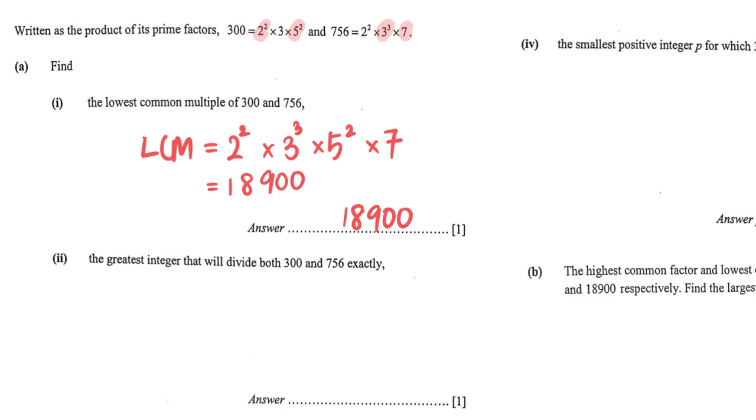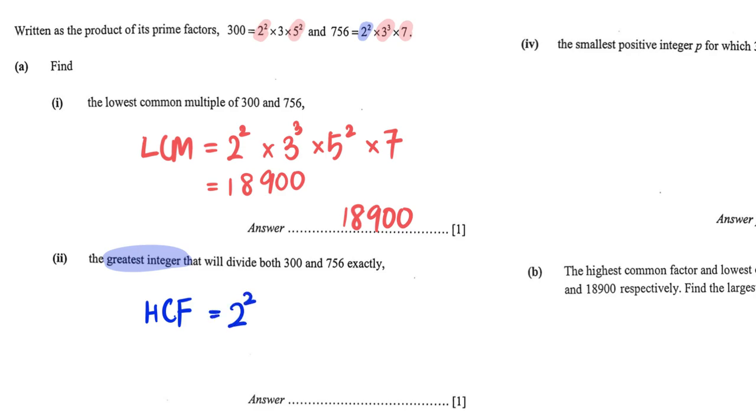The greatest integer that will divide both exactly. So this one we are looking at HCF. So for HCF, we are looking for the prime factors that has the lower power. If they are the same, it does not matter what we choose.